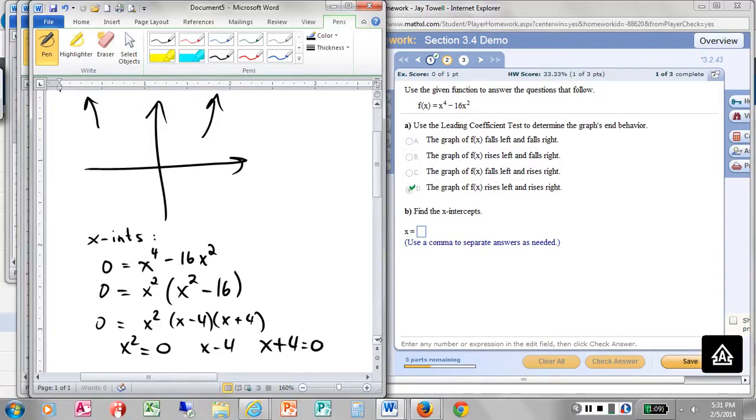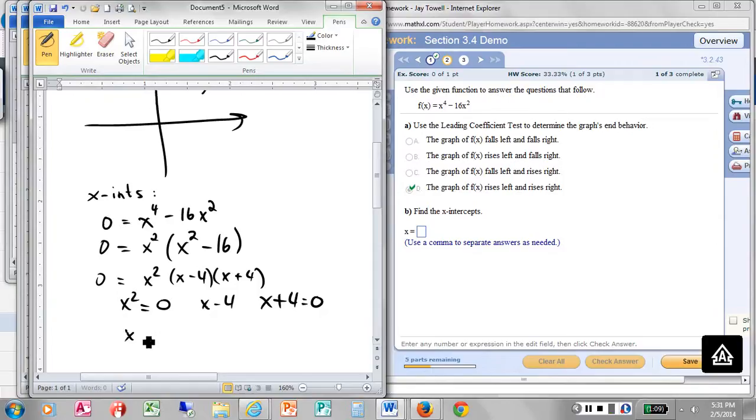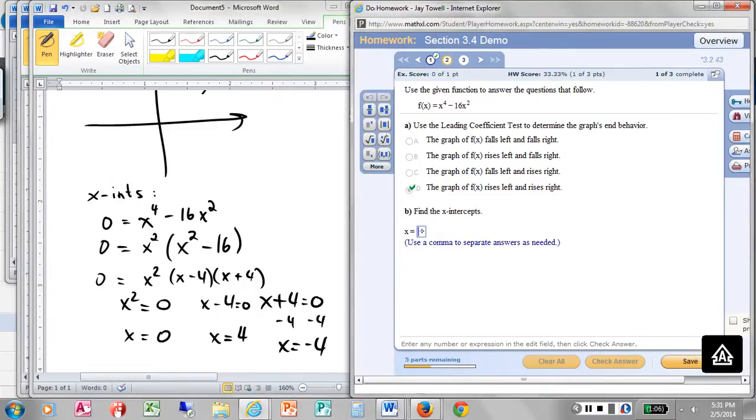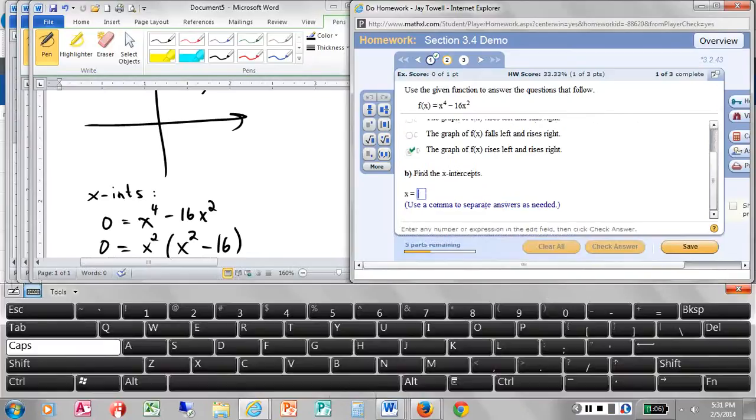And so we wind up with these three equations. And of course x squared equals 0. Square root both sides, you got x is 0. Add 4 on the middle equation there, you've got x equals positive 4, and subtract 4, and we also have an x-intercept of negative 4. So typing those in, 0, comma, 4, comma, negative 4.